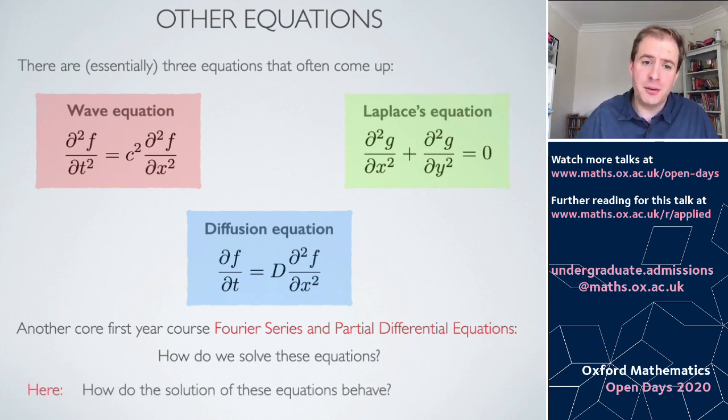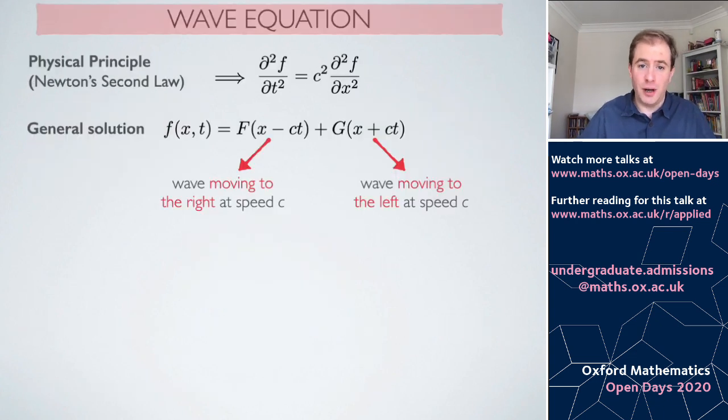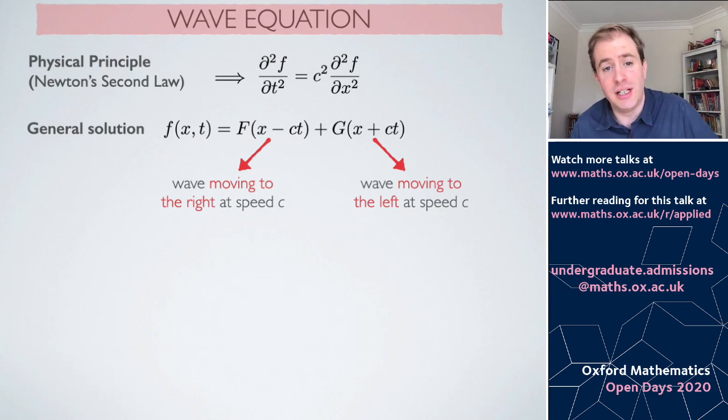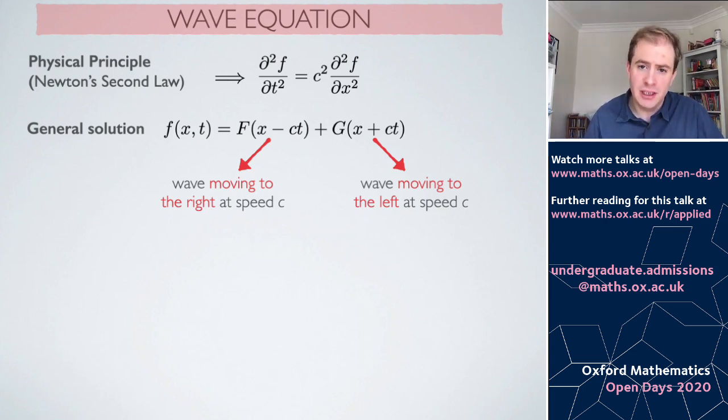Okay, so the first equation I'd like to think about is the wave equation, and as I said already, the physical principle underlying the wave equation is really Newton's second law. Now, the general solution of the wave equation is some function F of x minus ct plus a different function g of x plus ct. If you're happy differentiating, maybe you can convince yourselves that this general function does indeed satisfy the wave equation.